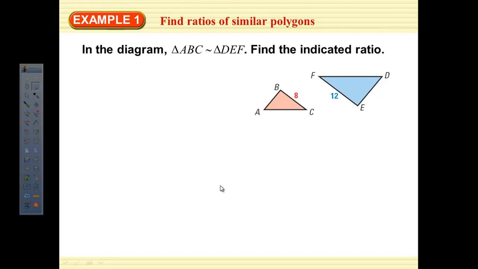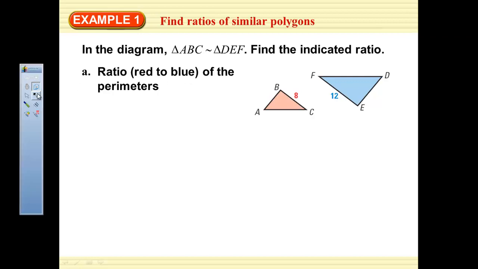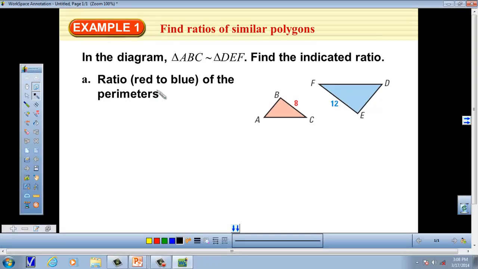Okay, in this section we're going to be looking at ratios of similar polygons. These two triangles happen to be similar, and we want to find the ratios that are given to us. For this first part, we want to find the ratio red to blue of the perimeters. Remember that the ratio of the perimeters is the same as the scale factor, and the scale factor is just a ratio of corresponding sides.